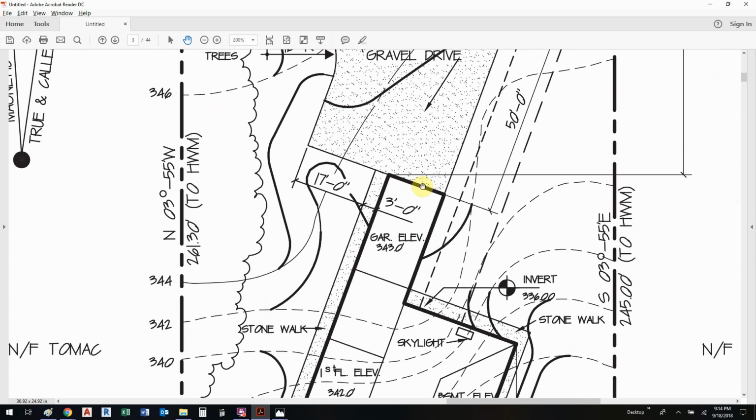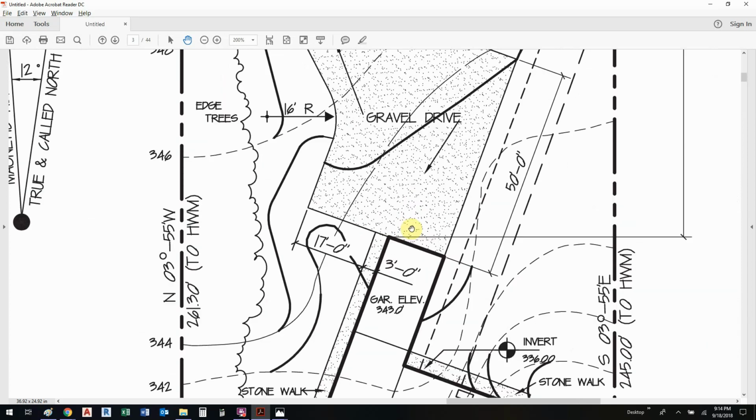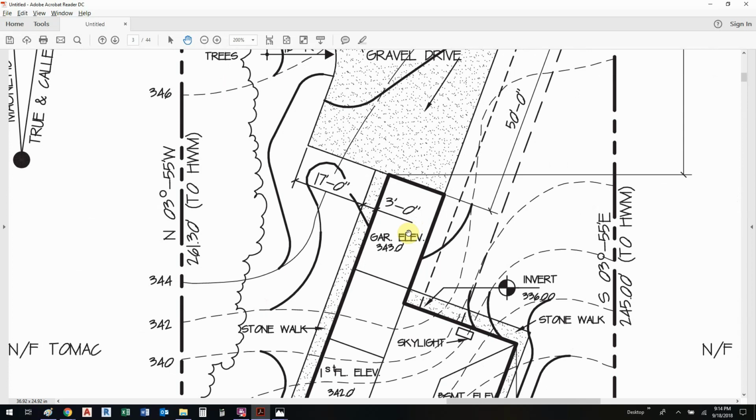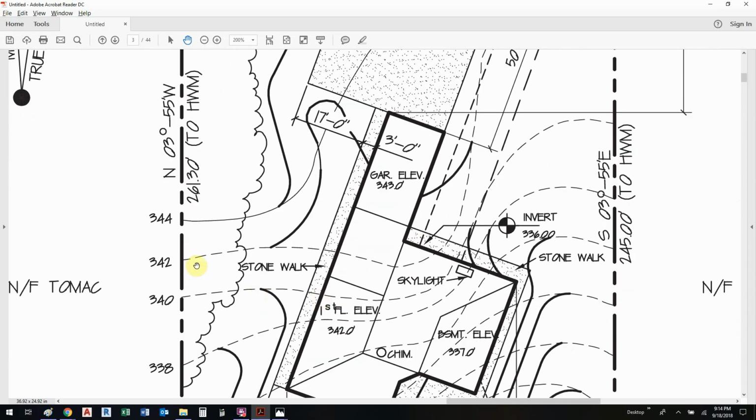So that's kind of a trick question there a little bit, but think it through before you answer and just get a hold of what's going on, and remember that these dotted lines are our natural grade, meaning that's what it was when we got there, and this is what we changed it to. So we moved that a little bit.